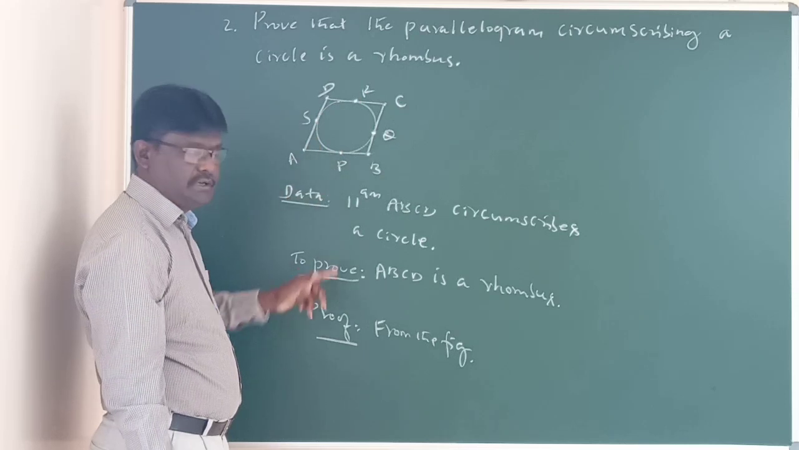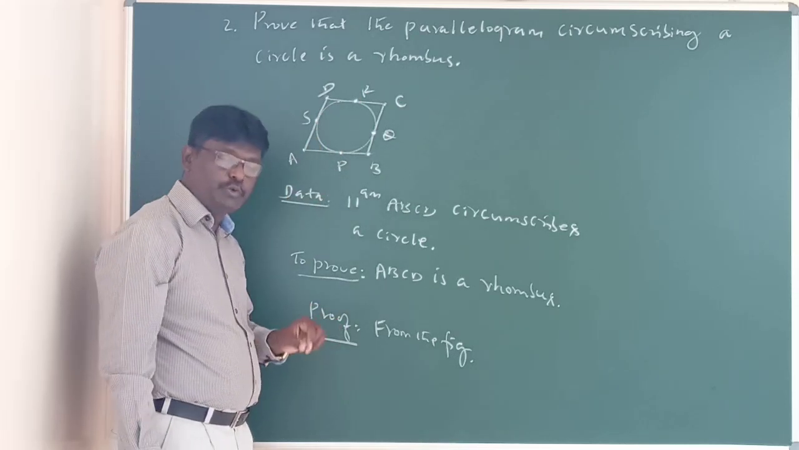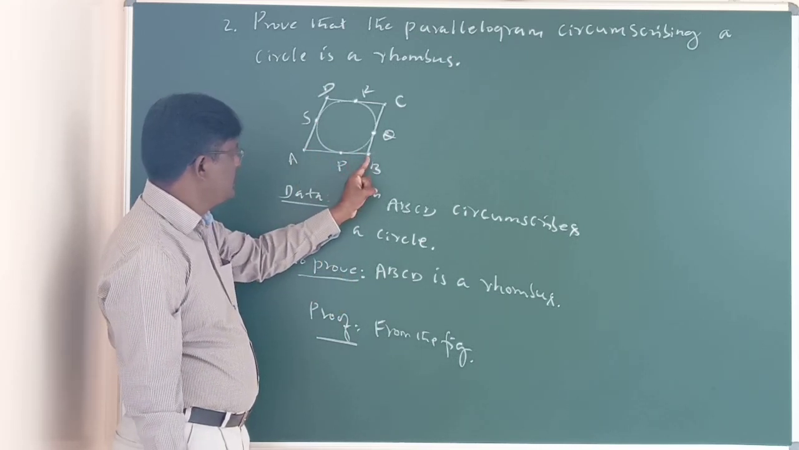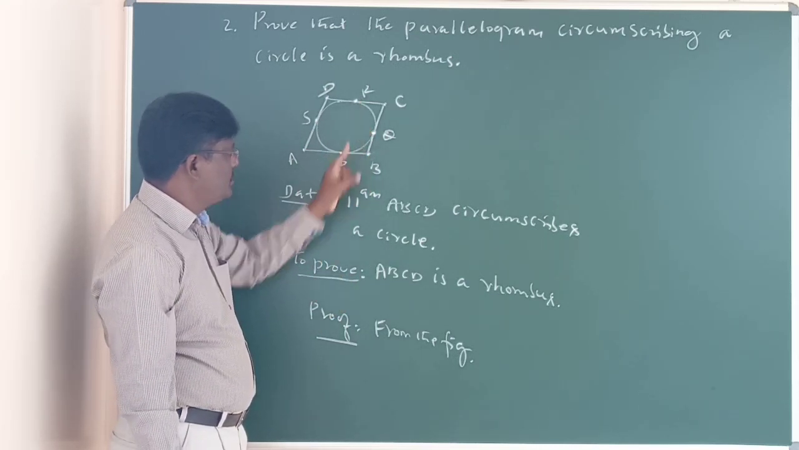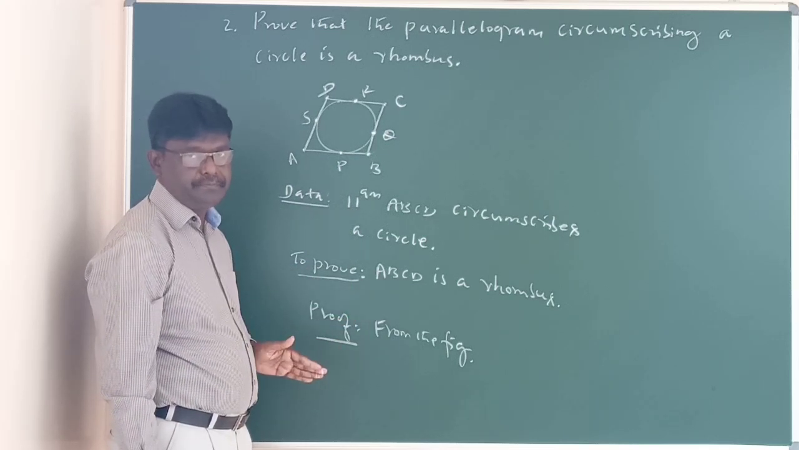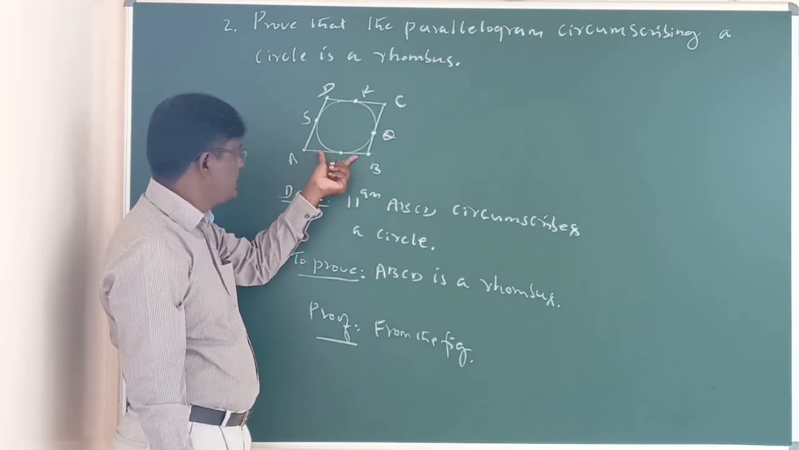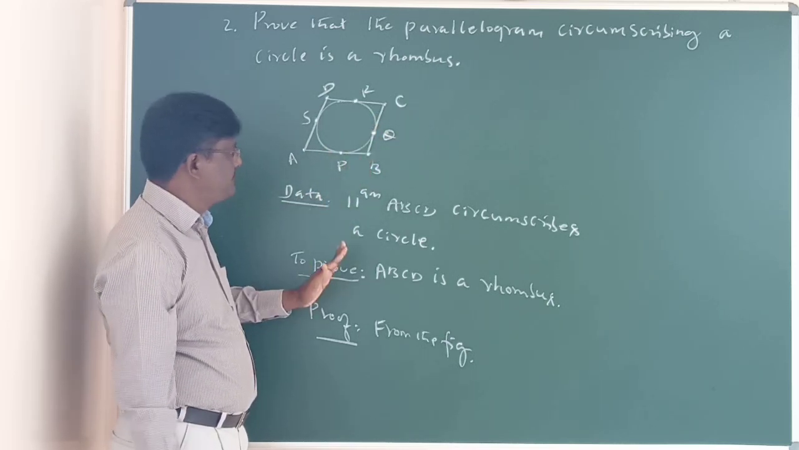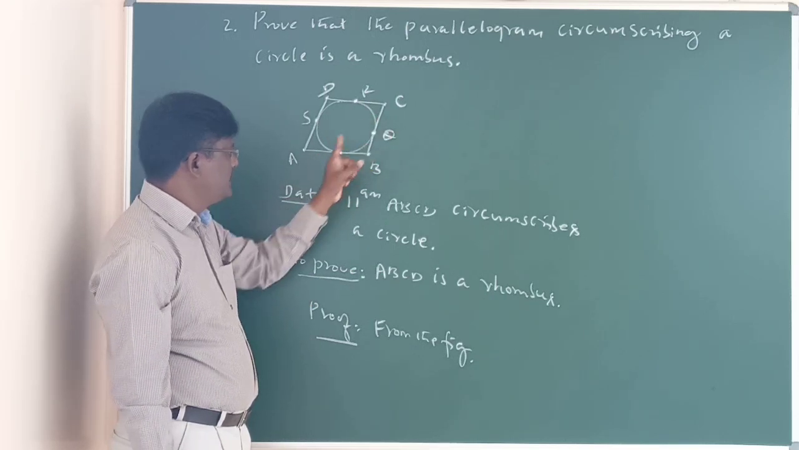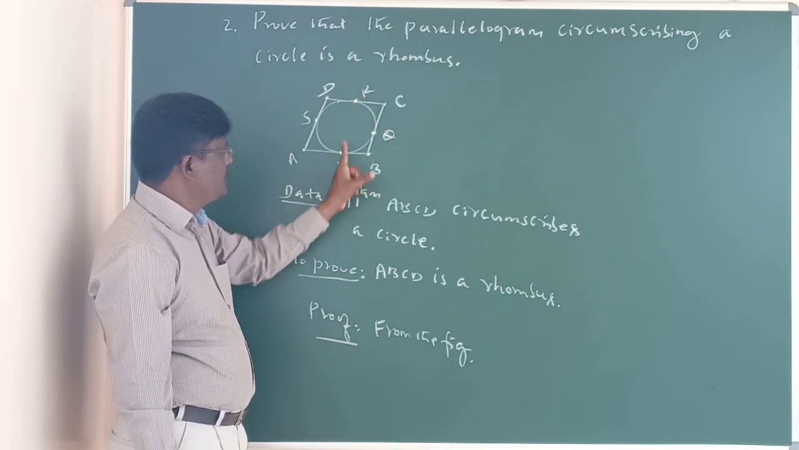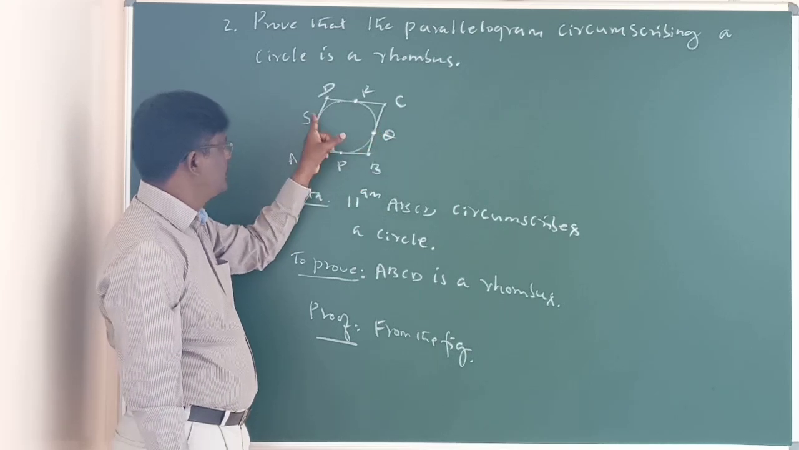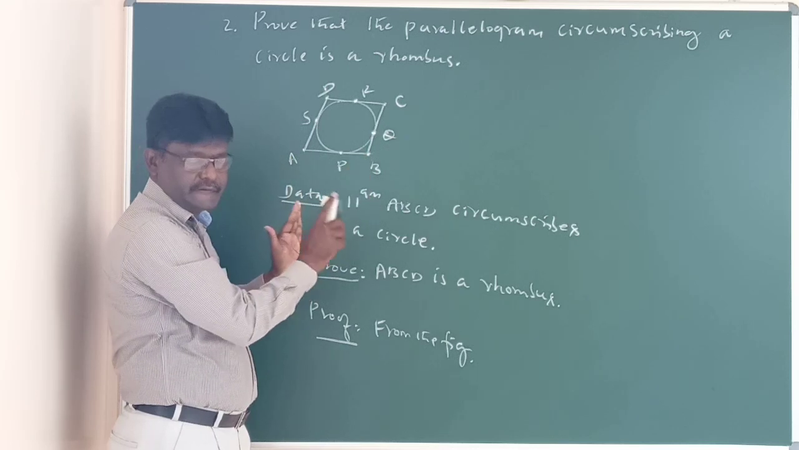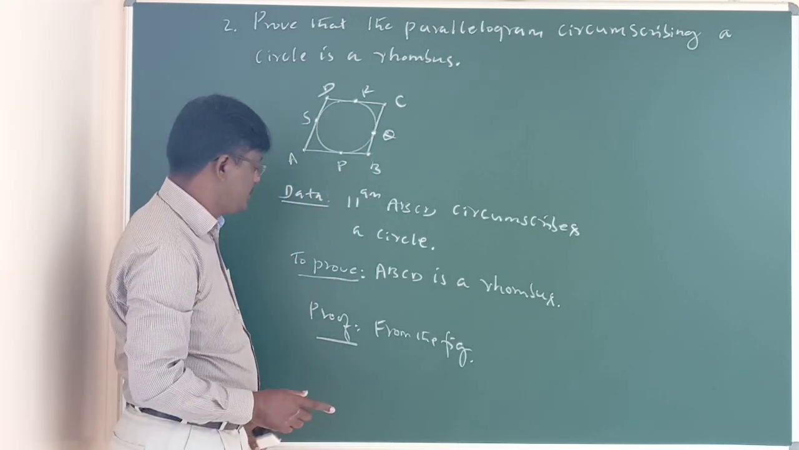to prove that is very simple. Here we already know AB equals DC, opposite sides of a parallelogram. Once we prove the adjacent sides AB equal to BC, then it is enough. If AB equals BC, and already AB equals DC, then BC equals AD. Hence all the sides are equal. So having all this idea, now let us start our proof.